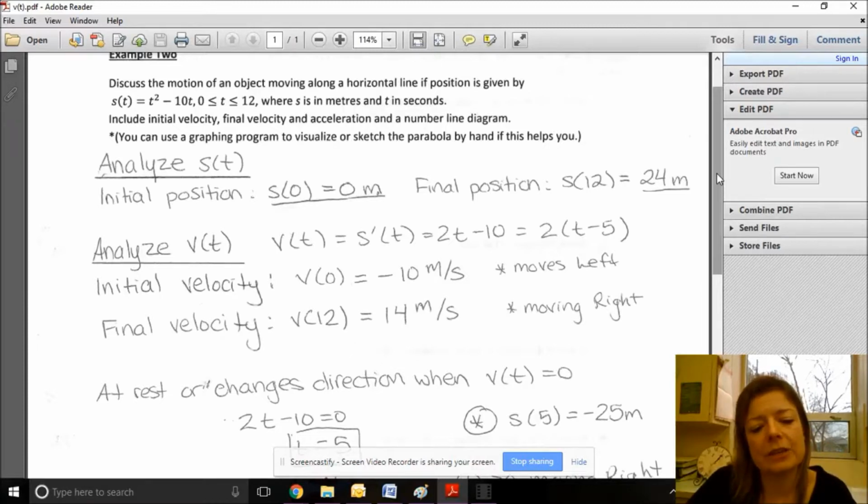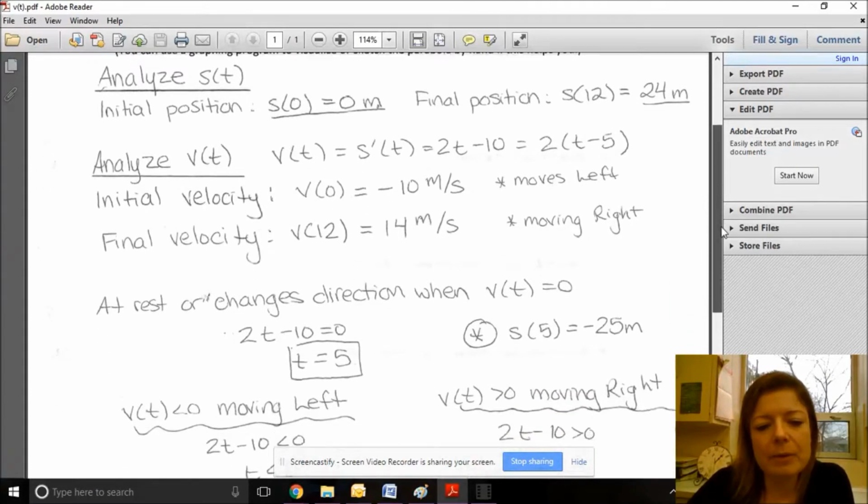I always want to look at the initial position, so at 0 seconds, and the final position, so in this case, that's 12 seconds. Okay, and I put the units every time to orient my brain to what that actually means. So that means we start at the origin, and we finish 24 meters to the right of the beginning.